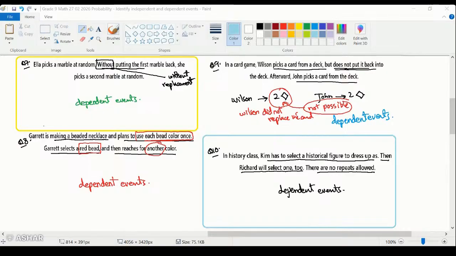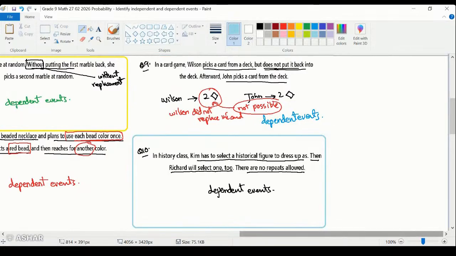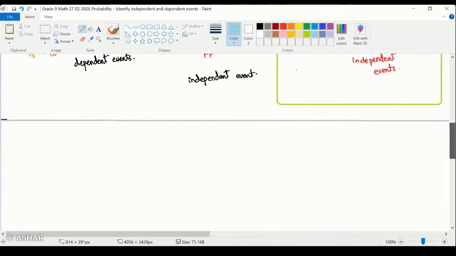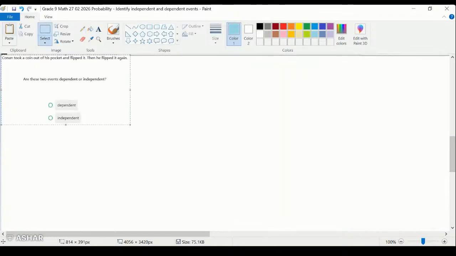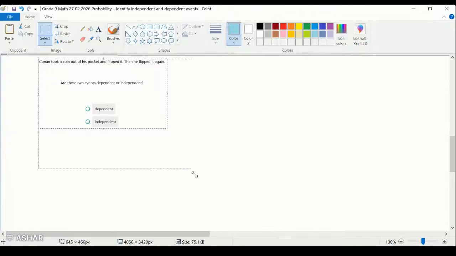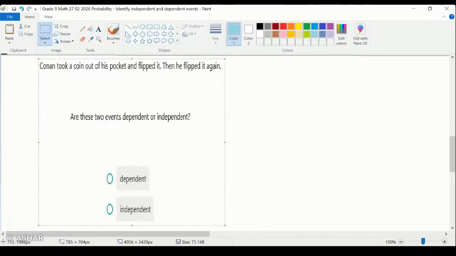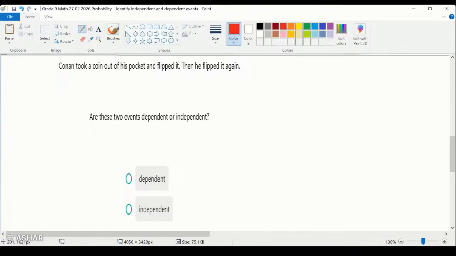The first question says Conan took a coin out of his pocket. He flipped it and then flipped it again. This is question number 1 from the test. Will the outcome of one flip affect the result of his second flip?